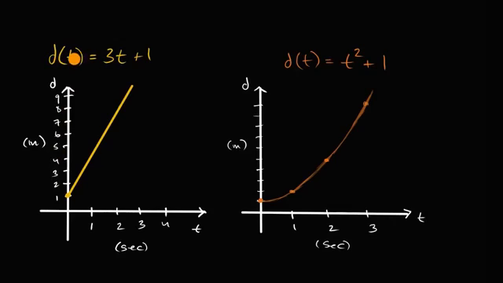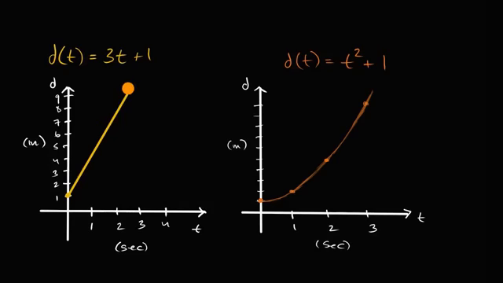So we have different definitions for d of t on the left and the right. And let's say that d is distance and t is time. So this is giving us our distance as a function of time. On the left, it's equal to 3t plus 1. And you can see the graph of how distance is changing as a function of time here is a line.